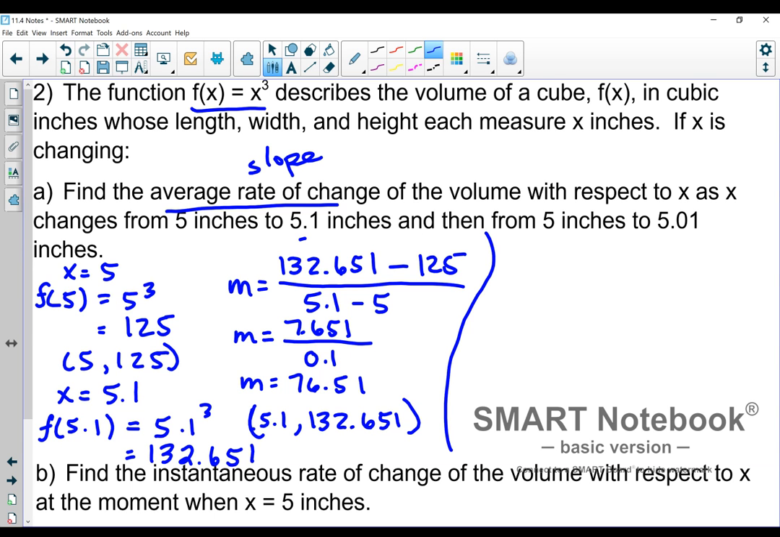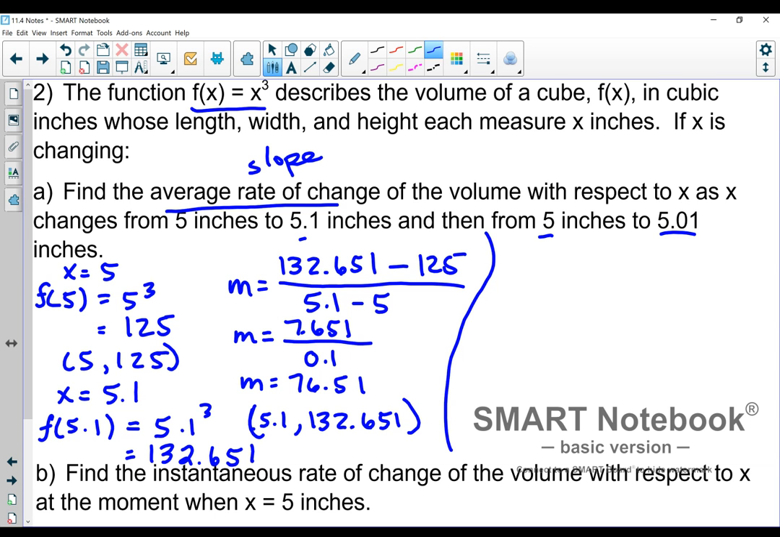So now I want to find my average rate of change when we go from 5 to 5.01. So 5 and 5.1 are awfully close together. 5 and 5.01 are even closer together. This would be like an h value of 0.01, right? We're still not making that h go to 0 yet, but it's closer. So we're looking at 2 points even closer together.